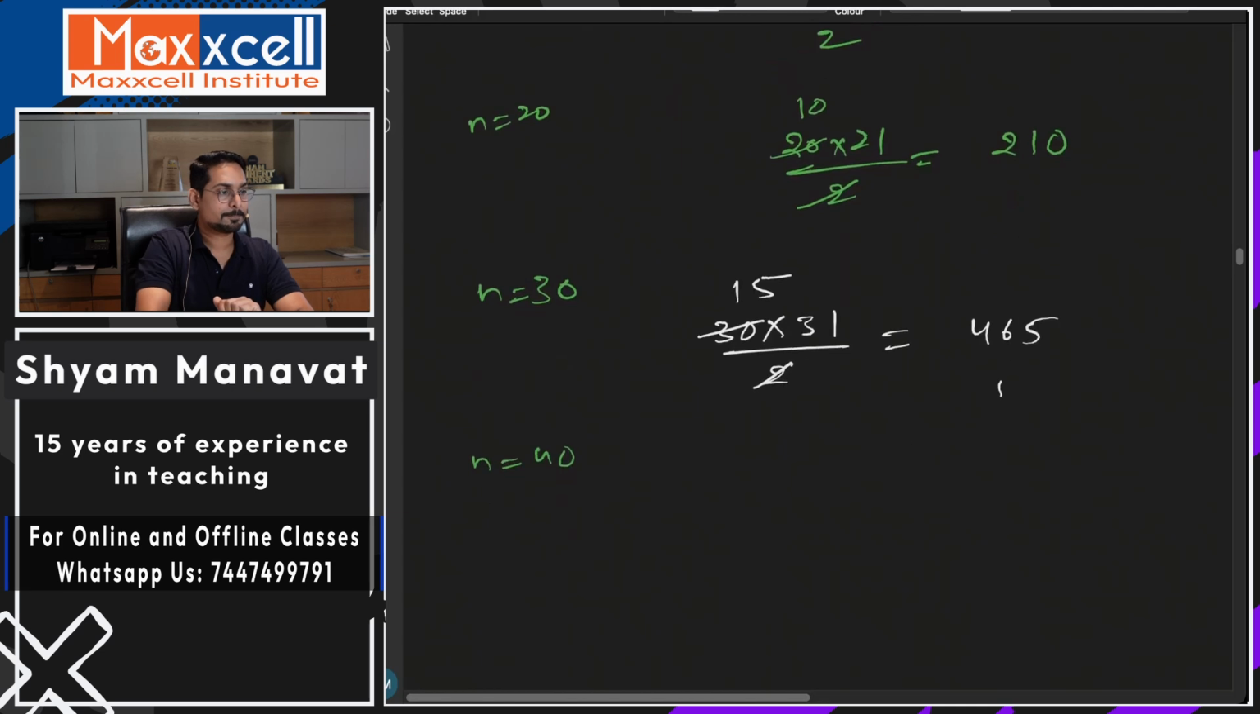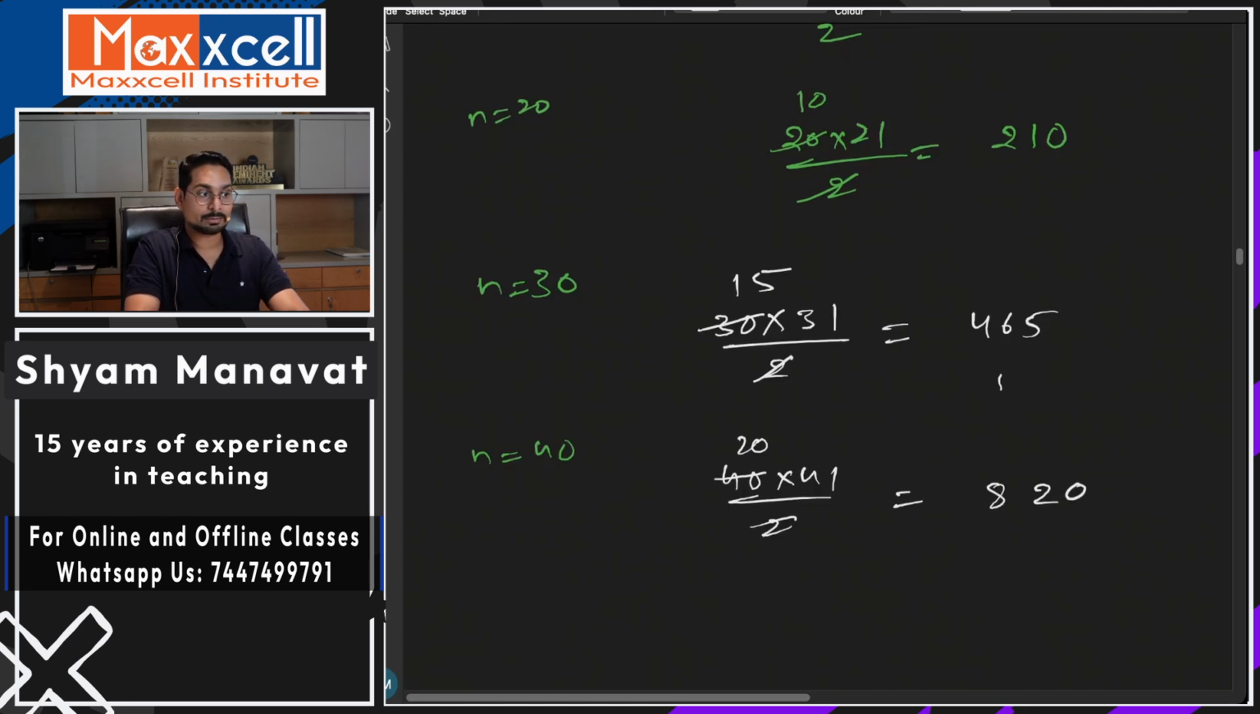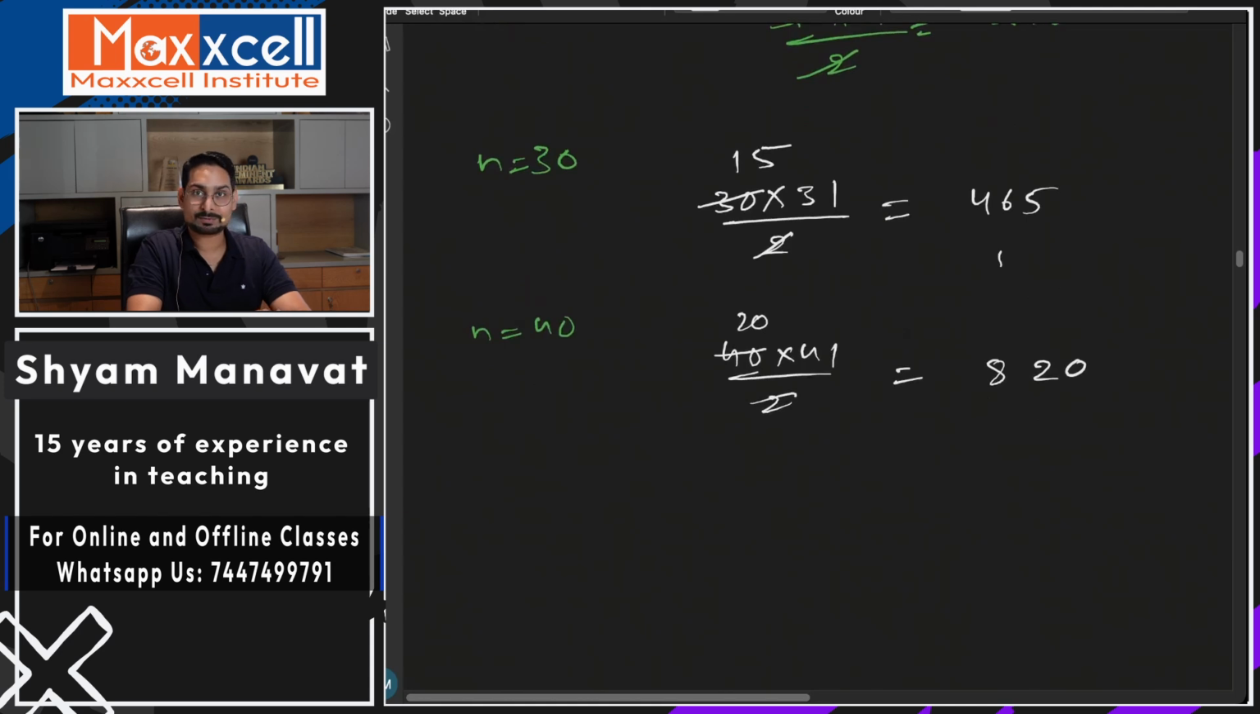N equal to 40. 40 into 41 by 2, simplified 20. Multiply 41 by 20, this is 820. Closer to 1000. We are coming closer to 1000. Let's see if we can come a little further closer to 1000. See, this is still not the answer. Why? This is still not the value of n which we are looking for.